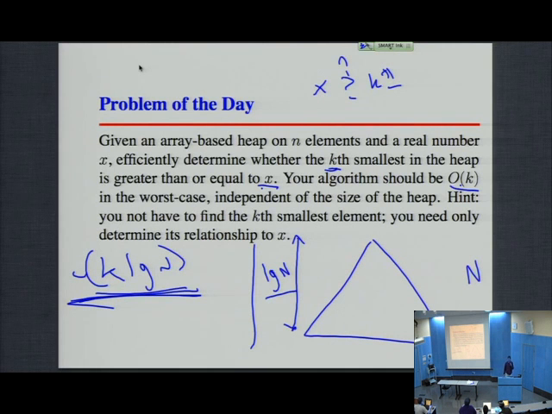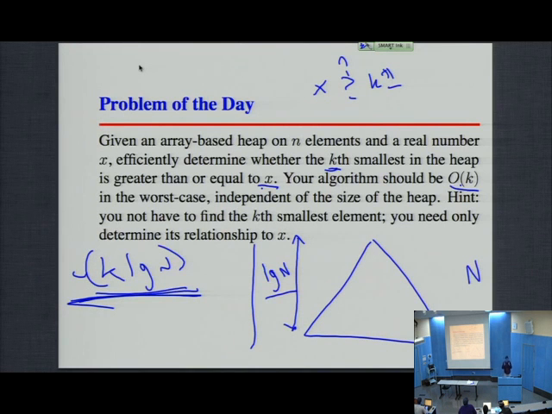The standard... All right, let me try this again. Hold on. Okay. Is that better? Okay.